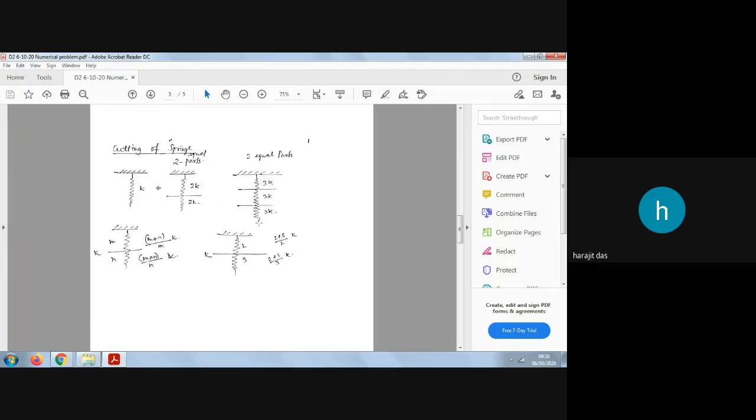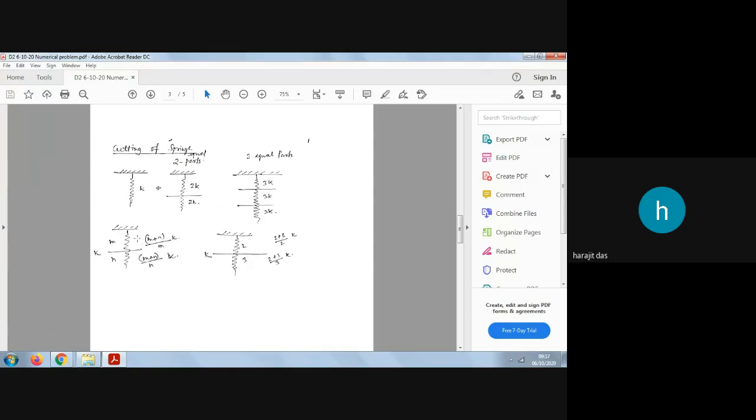Now I am dividing the spring into two unequal parts. Let's say this length is m and this is n, m units and n units. Then how will you find the stiffness? The total stiffness was k. Now this ratio is m and this is n. Then for this part you write (m plus n) by m into k. If the values 2 and 3 are given, for m you put 2 and for n you put 3. Then (2 plus 3) by 2, that is 5 by 2 k, and here it will be 5 by 3 k.